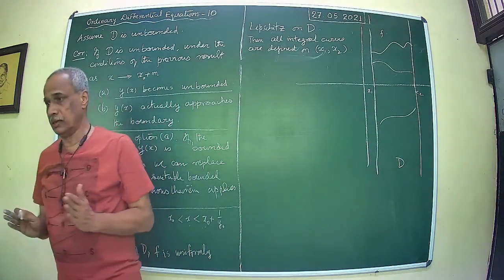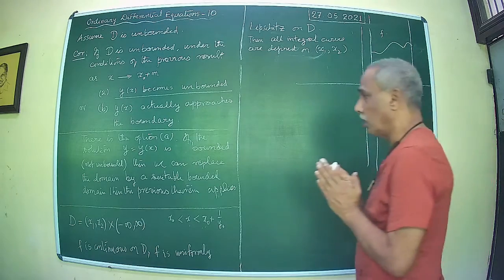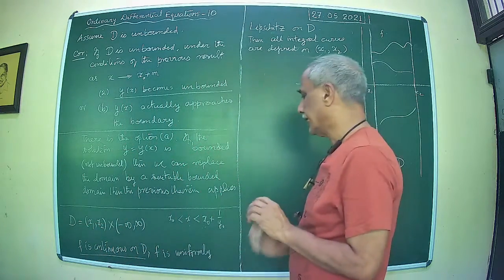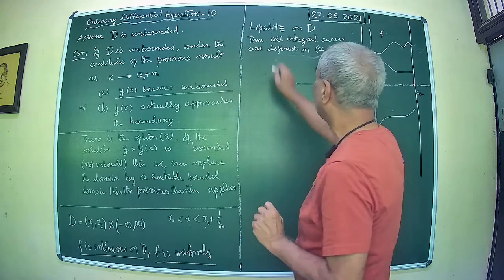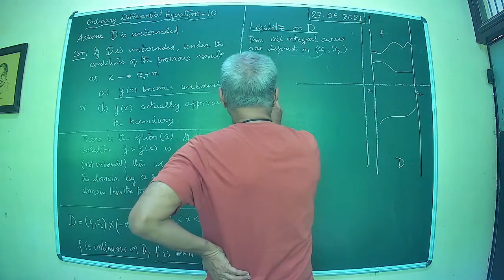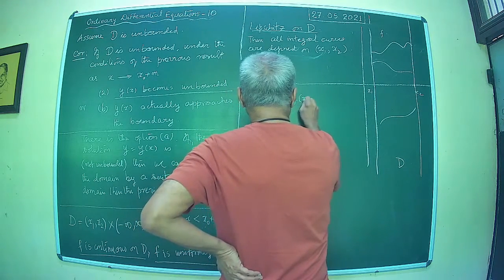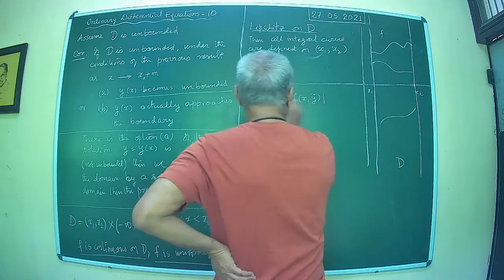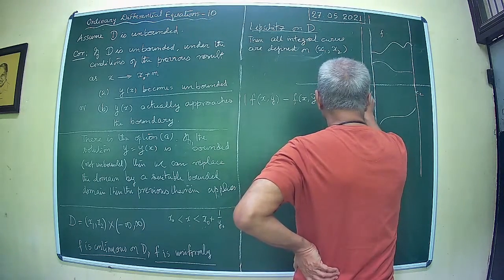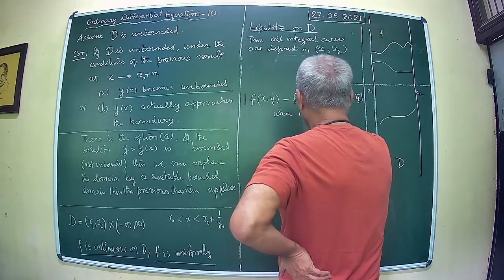So look at the problem. The domain D is an infinite strip on which we are making two assumptions. One, of course, the usual assumption, f is continuous. The second assumption is that f is uniformly Lipschitz on D. What does it mean? This means f(x, y) minus f(x, y tilde) is less than or equal to M times |y minus y tilde|, where M is finite.